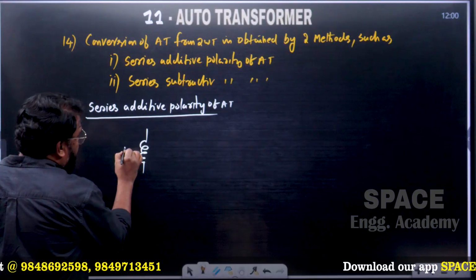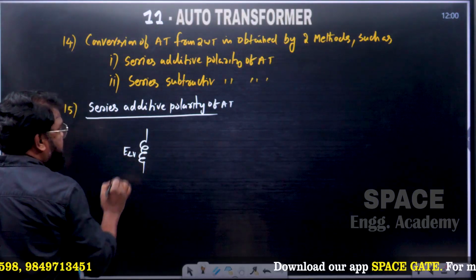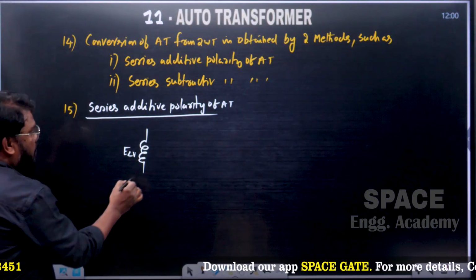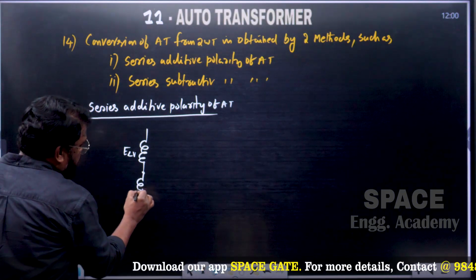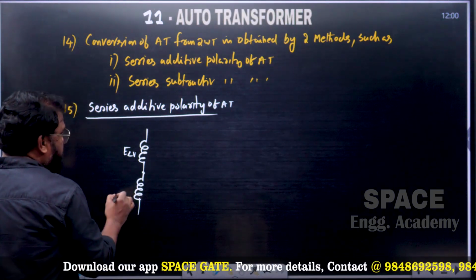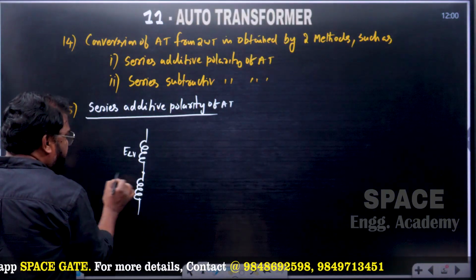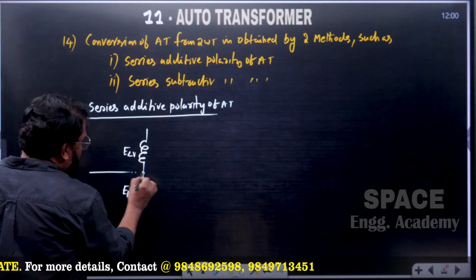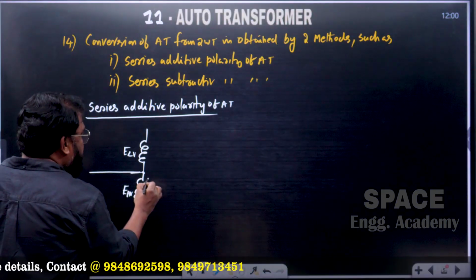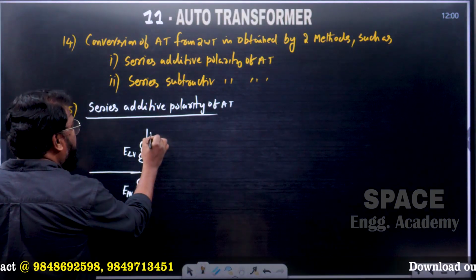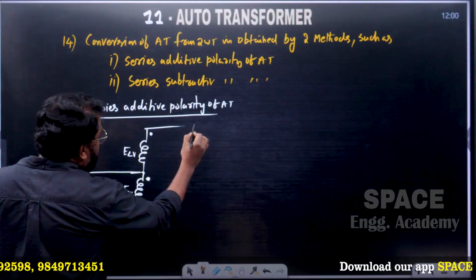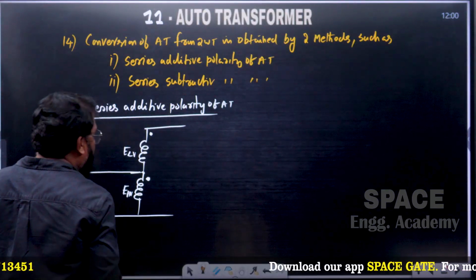Suppose in series additive polarity of auto transformer, let us assume this is the LV winding, ELV, the low voltage of the two winding transformer, and this one is the HV winding, the high voltage of the two winding transformer. These two windings are connected in series. If there is a dot here, and here also a dot, then these two are connected in series additive polarity.